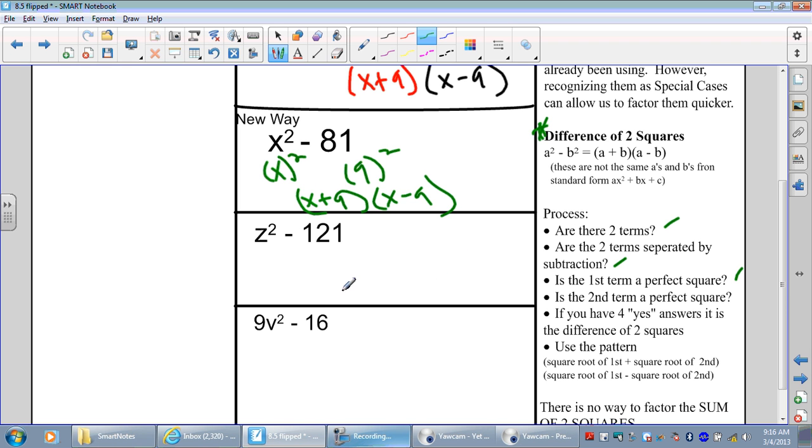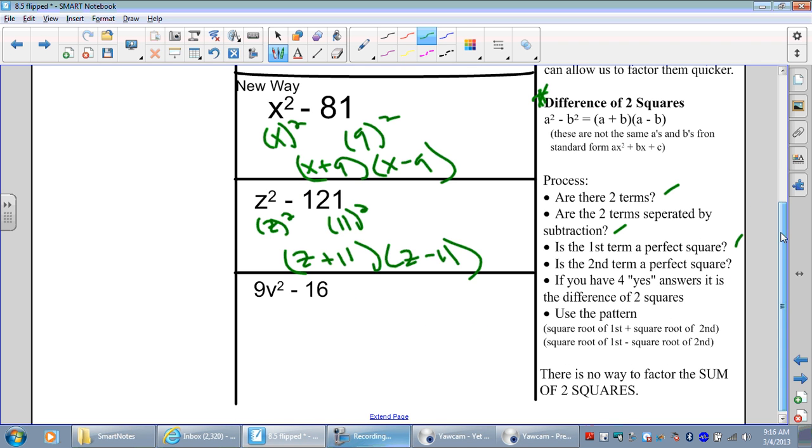Here, same thing. I notice that there are 2 terms, and there's a subtraction symbol between them, and I'm jumping up and down going, I wonder if this is the difference of 2 squares. Well, this is something squared, and this is something squared. So it is. So it's z plus 11 and z minus 11.